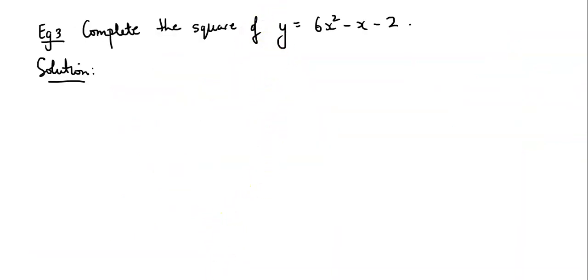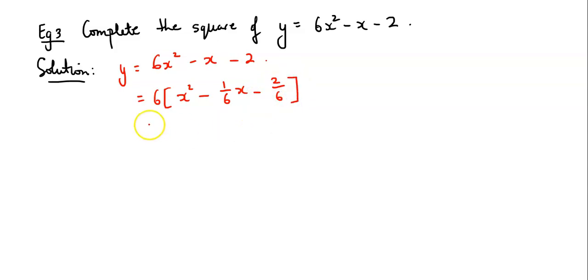Example number 3. Complete the square of y is equal to 6x squared minus x minus 2. Solution: y is equal to 6x squared minus x, that's minus 1x, 1 is understood here, minus 2. The first step is to divide through by the coefficient of x squared, which in this case is 6. So 6 into 6x squared is x squared, 6 into minus 1x is minus 1 over 6x, and 6 into negative 2 is negative 2 over 6. Close square brackets.